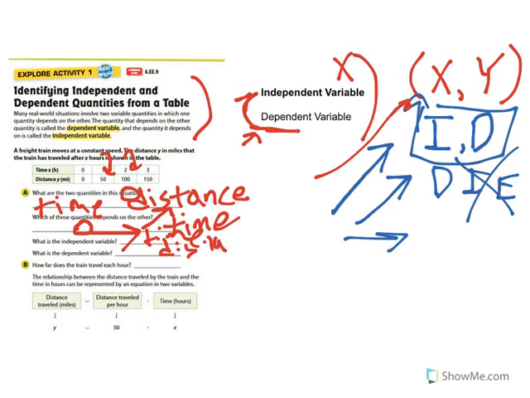And now, how far does the train travel each hour? So you'll see it there. These are going to be relationships and patterns that they want you to see, and it jumps out at you guys. You see we're counting by 50s. And so the train travels 50 miles each hour.